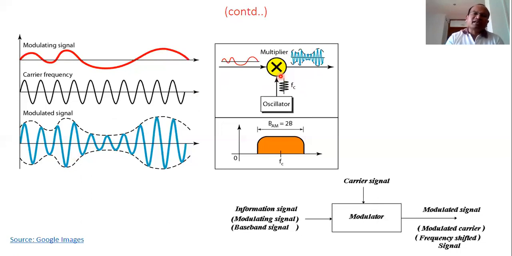What is more interesting here is the bandwidth. If the message signal bandwidth is capital B, suppose the signal is from 0 hertz to FM hertz. So what will be the bandwidth? FM minus 0, so you will get FM hertz. So the total bandwidth, say it is B hertz, for that message signal. But what is the bandwidth of the AM signal? The bandwidth of the AM signal is 2B.